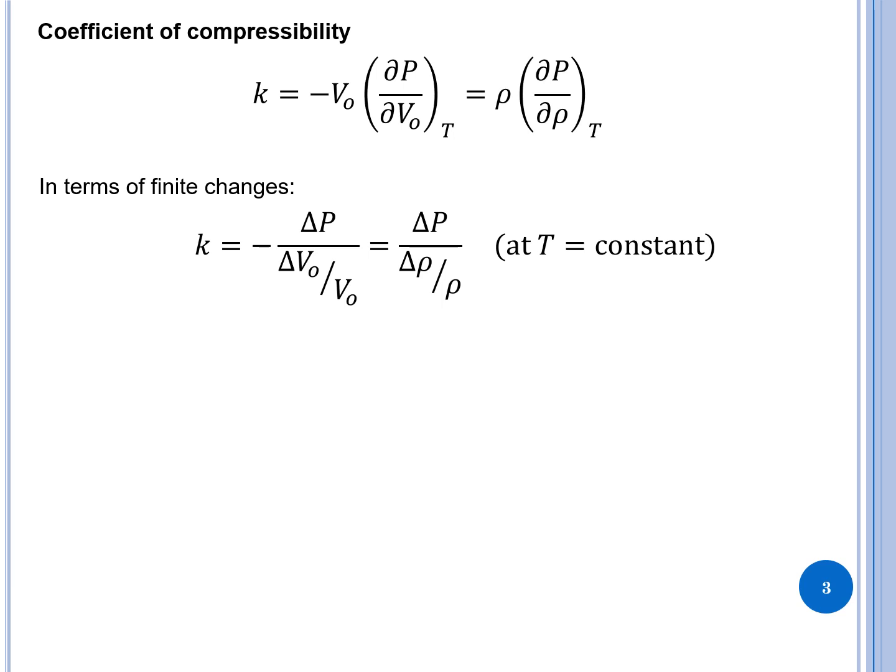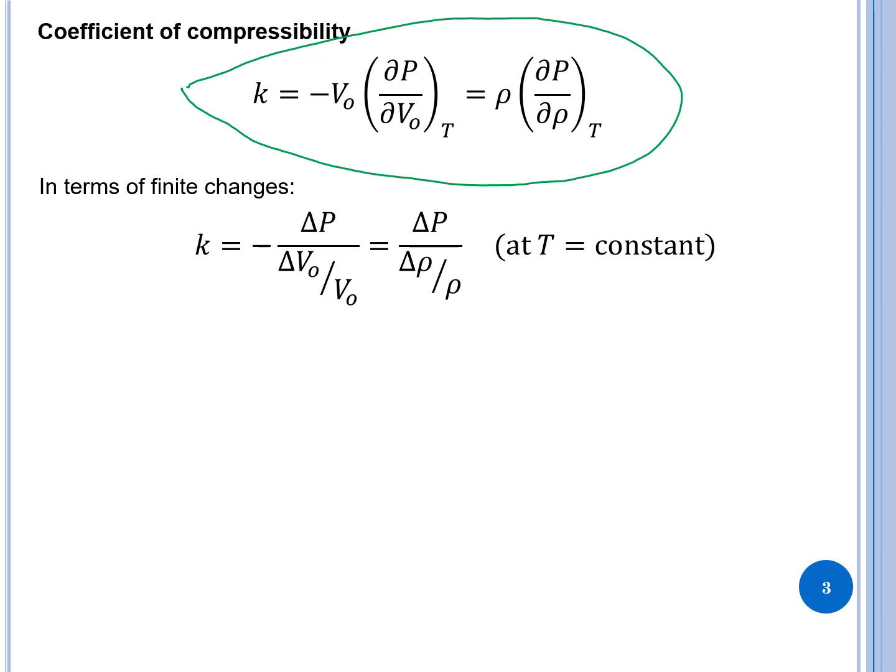Now this K value, which is written in differential form, for finite changes it becomes negative delta P over delta V over V. How is it so?